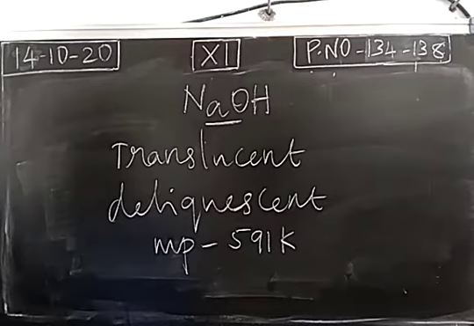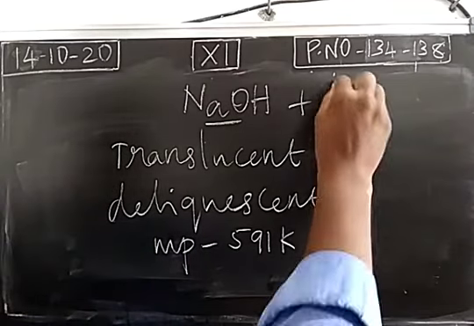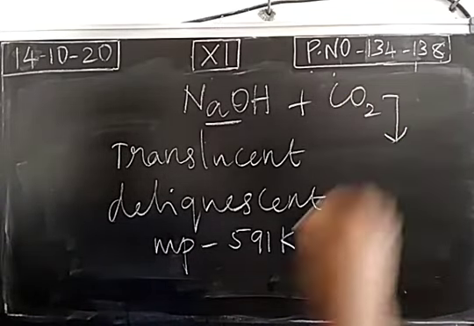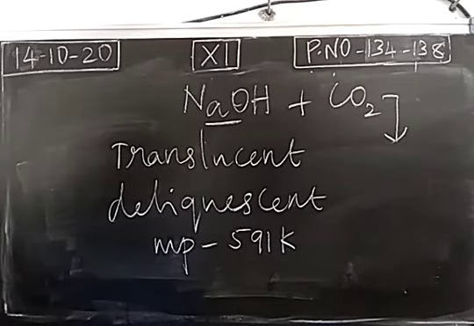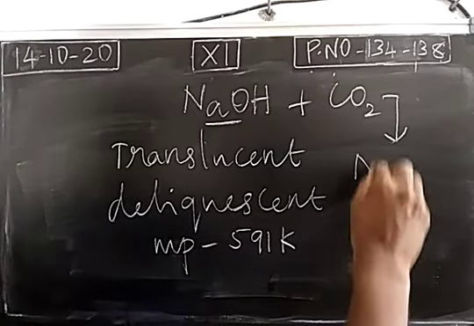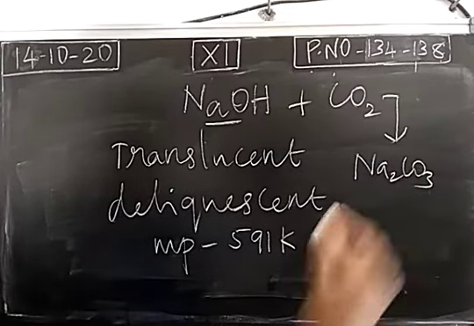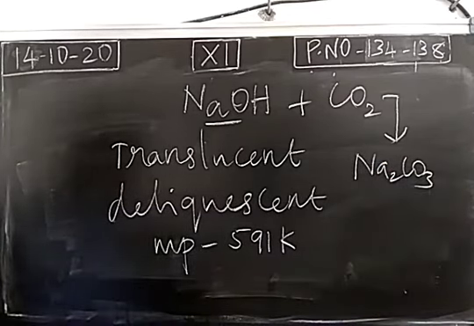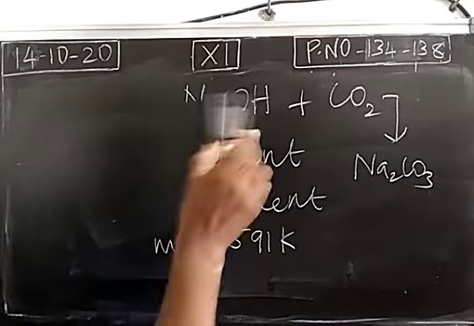Then if sodium hydroxide is present on the surface, it will combine with the carbon dioxide in the atmospheric air. So if sodium hydroxide is present on the surface, it combines with carbon dioxide in the atmospheric air, it forms sodium carbonate. So this is the physical property of sodium hydroxide.